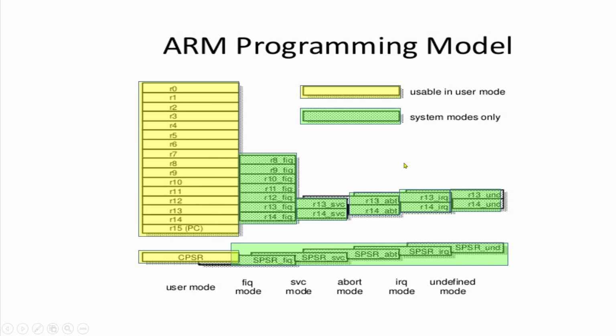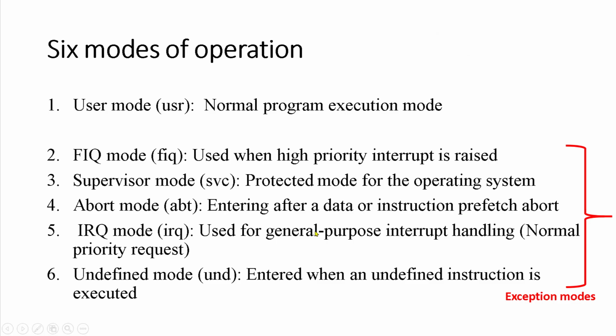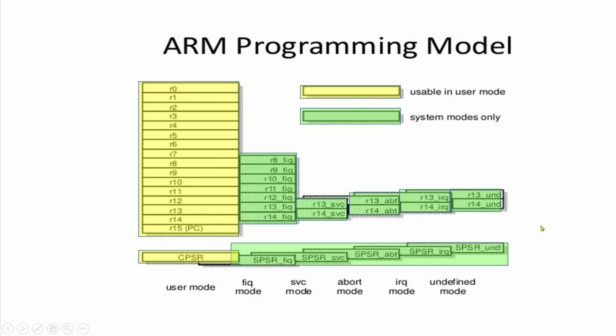Now you see there are 6 modes in this slide, right? 6 modes of operation: user mode, fast interrupt mode, supervisor mode, abort mode, interrupt request mode, and undefined mode. All these 6 modes are shown here. There are a total of 6 modes of operation of the ARM processor.